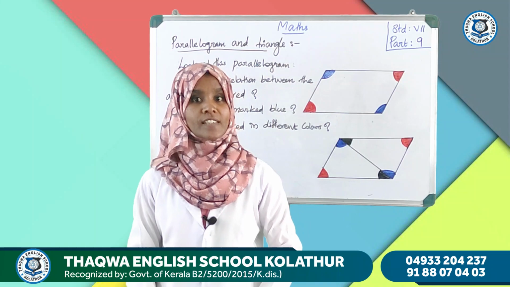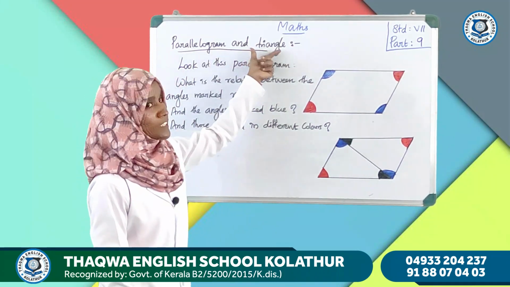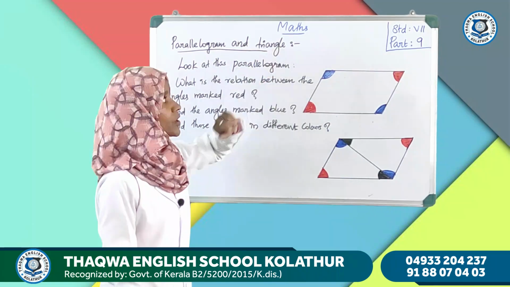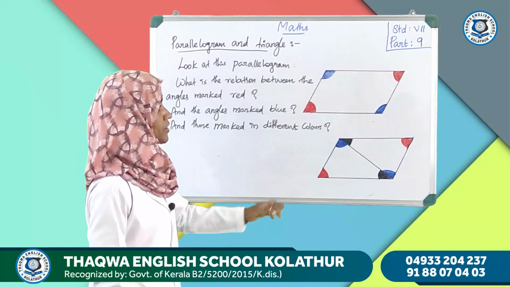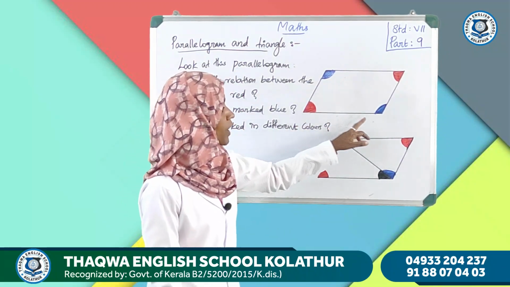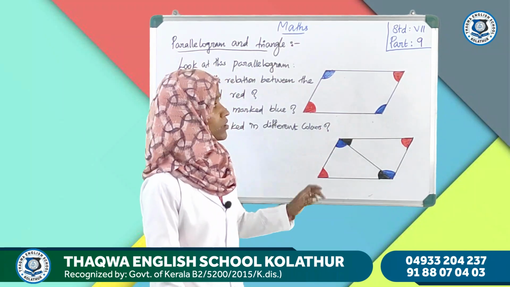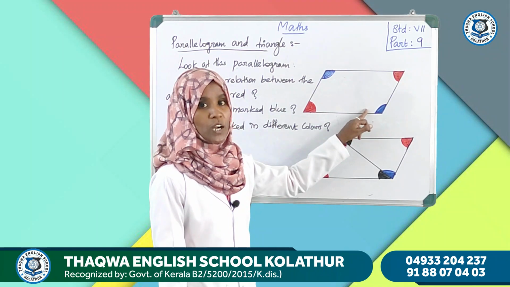Okay, dear students, now we have to discuss parallelogram and triangle. Next topic: parallelogram and triangle. Here is one parallelogram. We have marked the angles, two in red color and the other two in blue color.